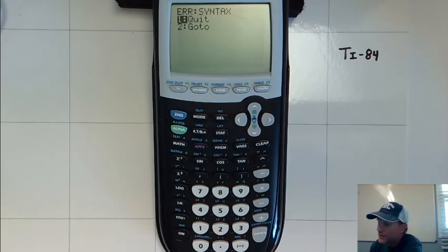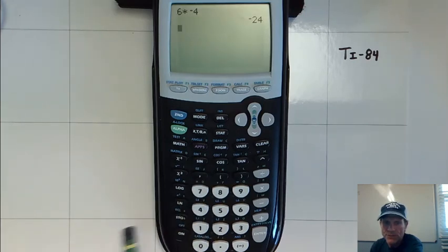Now when you get an error, you have the option of quitting or going to that error. I'm going to hit go to, and it takes me and it's highlighted that minus sign, and I'm going to change it to negative, and then hit enter, and it works. Okay, so hopefully that's a few basic functions for you to use on your calculator.